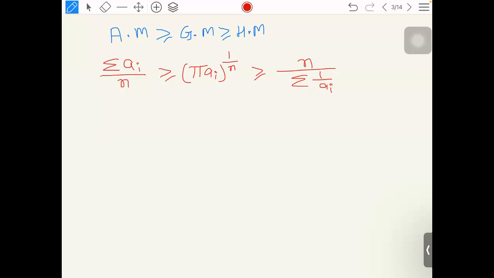Now, equality holds, that means AM is equal to GM is equal to HM, when all the terms are equal, meaning A1 is equal to A2 is equal to A3 is equal to dot dot dot AN. Then only we have AM equal to GM equal to HM.